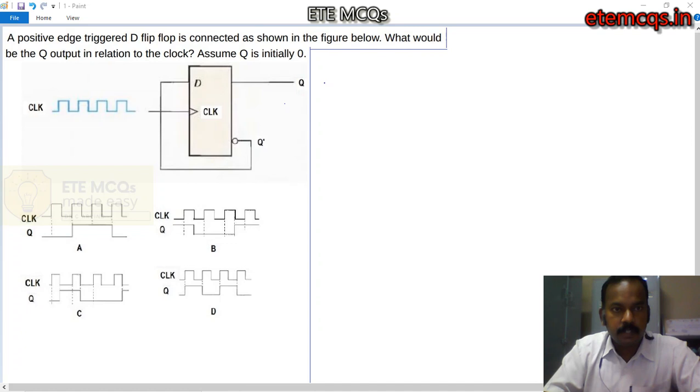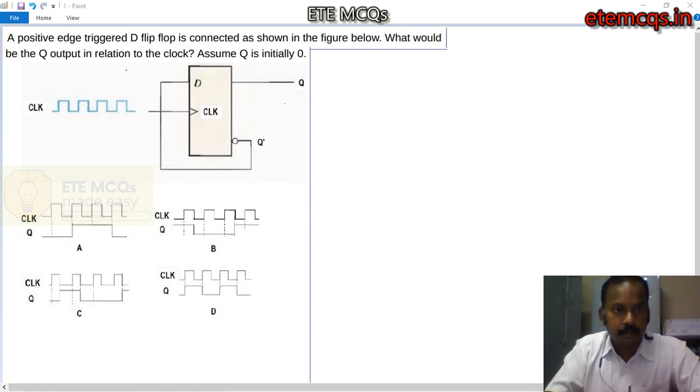A positive edge triggered D flip-flop is connected as shown in the figure below. What would be the Q output in relation to the clock? Assume Q is initially 0.